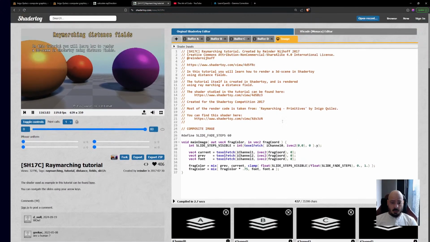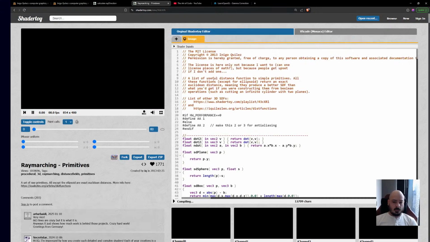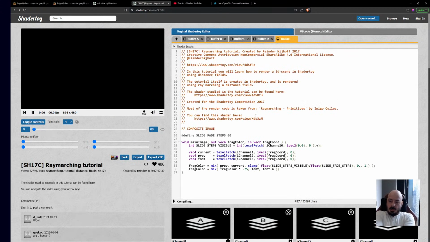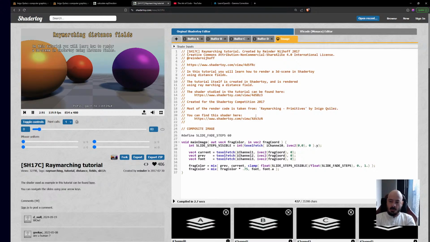Let's see. You can find this shader here. It's taken from ray marching primitives. Oh, that was this one. The dot product of a vector with itself gives the squared length of the vector, says Verdang. Huh. Okay, thanks. I don't understand how that works. I can't really visualize it.